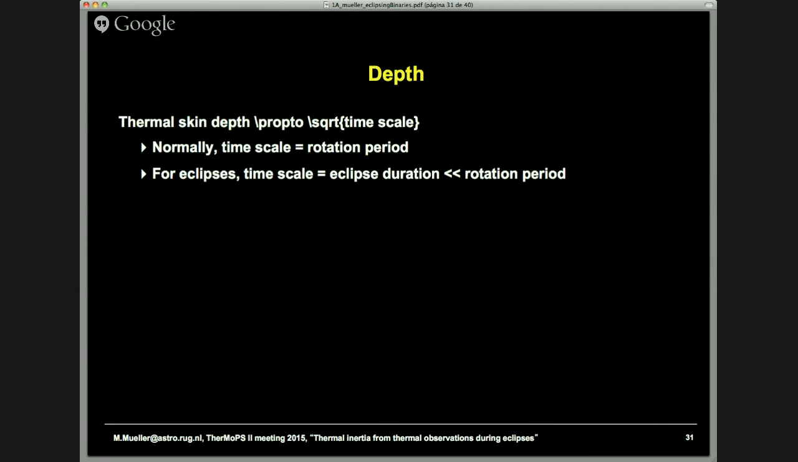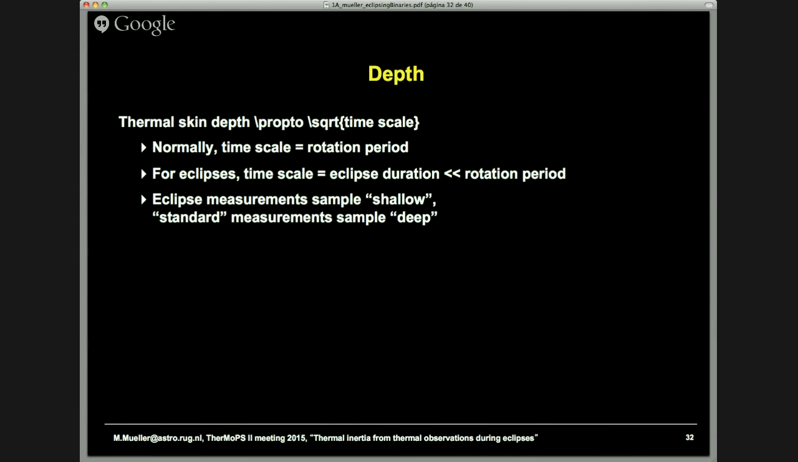So what this means is the skin depth that I'm probing here is a lot less than what we would get using the normal method. So here I sample shallow. I sample the top layer relative to what we would usually get, a larger skin depth. And this is really nice, especially if you were to measure thermal inertia both ways. I would not necessarily expect to get the same result. Or I would if the regolith were homogeneous with depth, then we should get the same result.